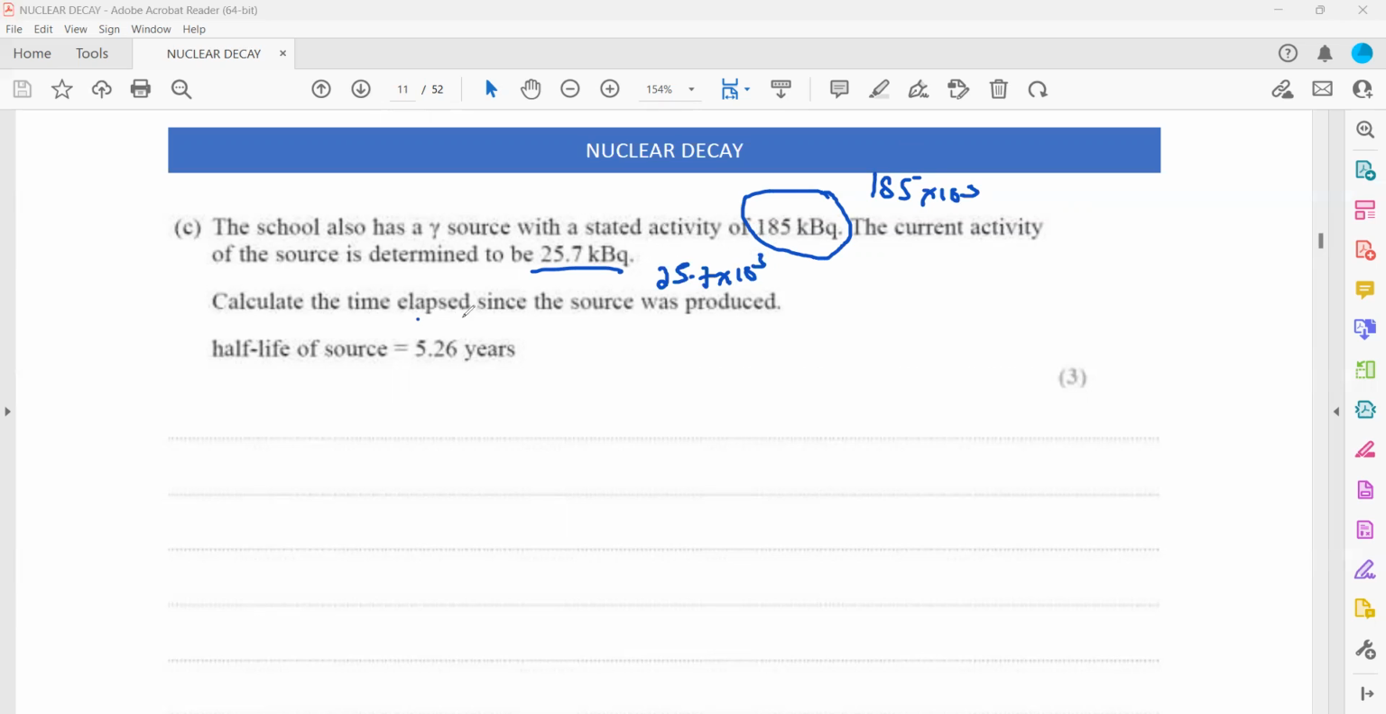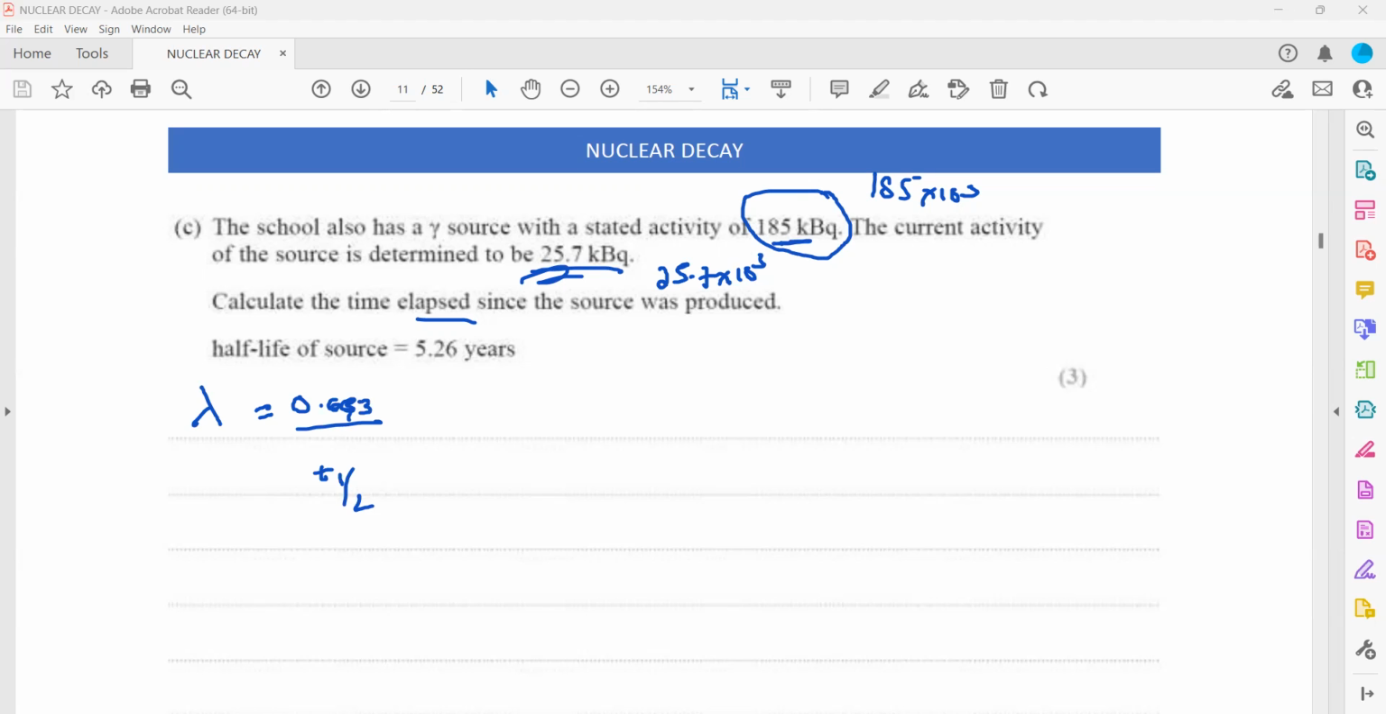Calculate the time elapsed since the source was produced. The school has a gamma source with a stated activity, and the current activity, and we have the half-life. So first, using the half-life, we'll determine lambda. Lambda is equal to 0.693 divided by T half.